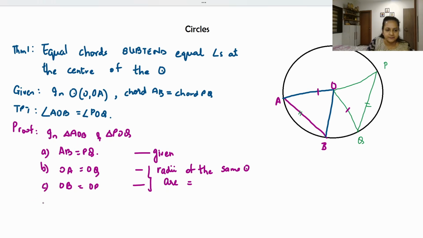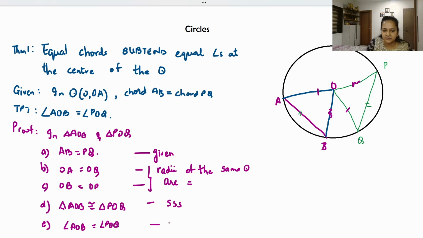So what do we get? Triangle AOB is congruent to triangle POQ. By which test, children? We have marked all the corresponding sides equal, so we can say they are congruent by SSS test. And because the two triangles are congruent by SSS test, we can say angle AOB is equal to angle POQ, and the reason will be corresponding parts of congruent triangles.